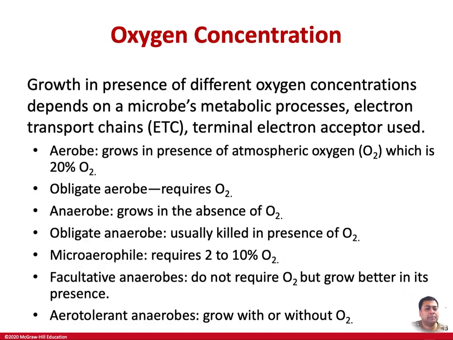So next we are going to consider oxygen concentration. Growth in the presence of different oxygen concentrations depends on the microbe's metabolic process, electron transport chain, and electron acceptor. These are some of the common things. Just to give a basic definition, aerobes, sometimes we call them obligate aerobes, grow in the presence of atmospheric oxygen, which is about 20% O2 of the total. An obligate aerobe absolutely requires oxygen. Obligate means that without oxygen, they will not survive.